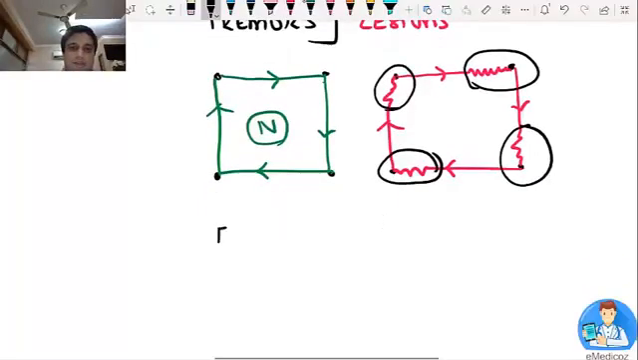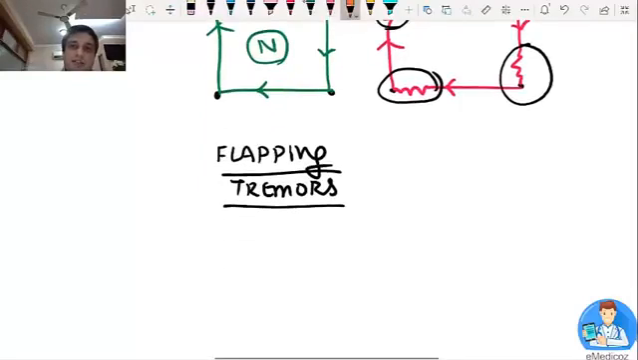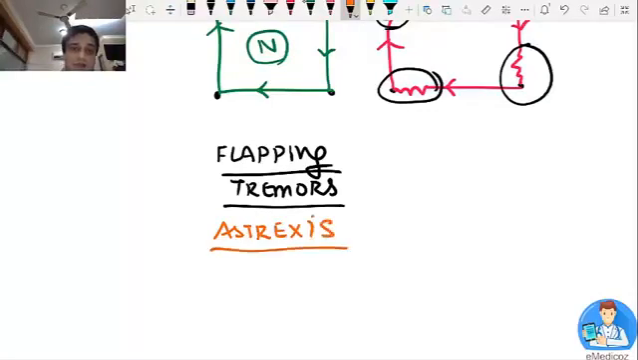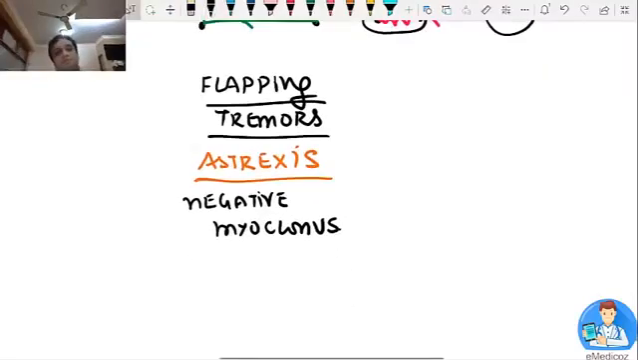Now we have another tremor with us which is known as a flapping tremor. Flapping tremor is also known by another name kept in the book as asterixis. Many of you must know the name asterixis also. But one more name that you might not know and has been asked last in the exam is negative myoclonus. Flapping tremor, asterixis and negative myoclonus are all the same thing.